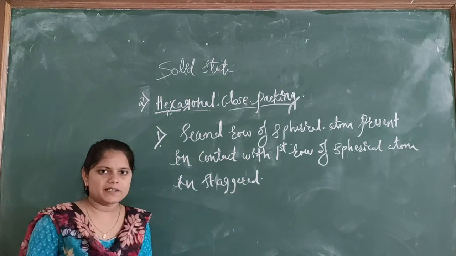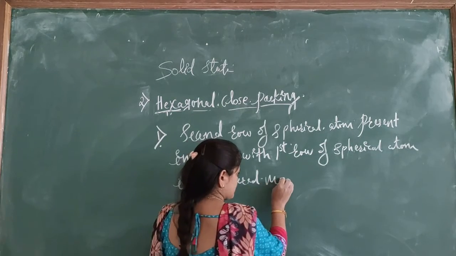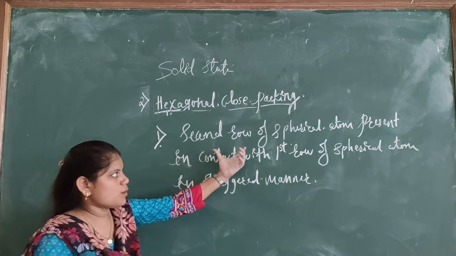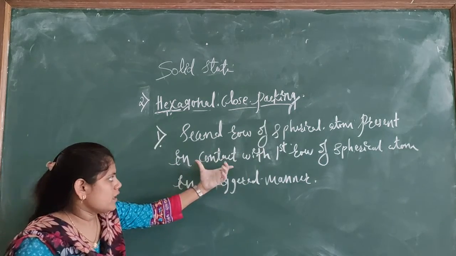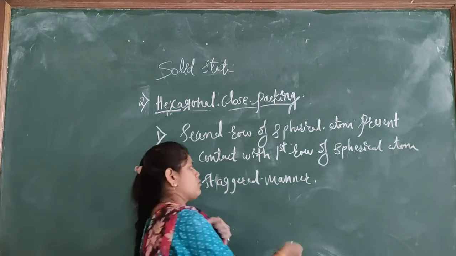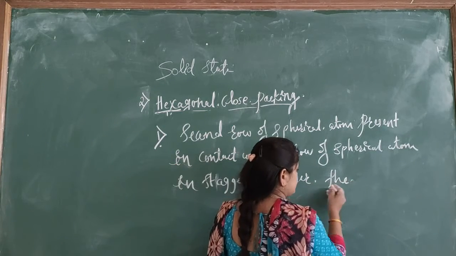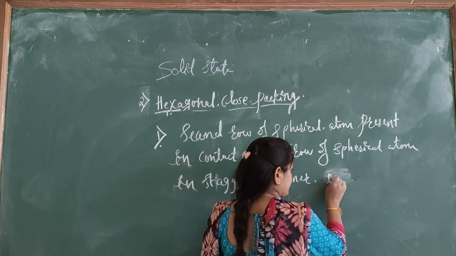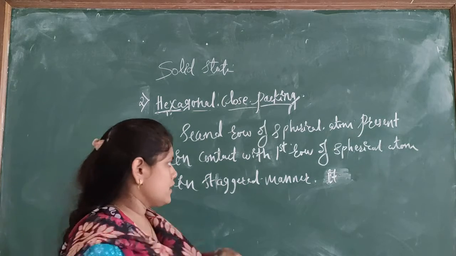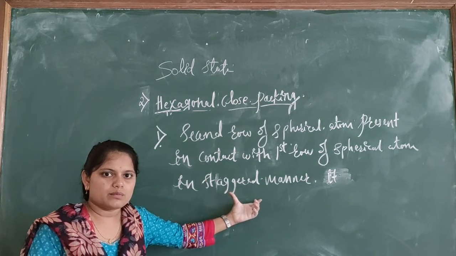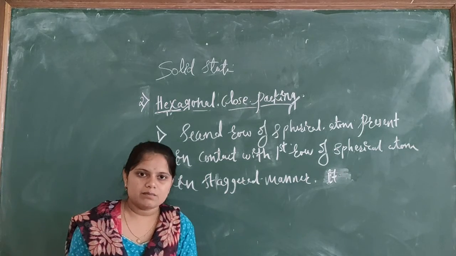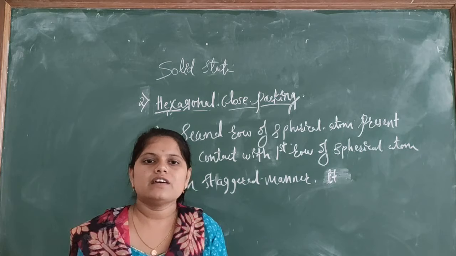I will show that arrangement, how it will be arranged in a staggered manner. The second row of spherical atoms will be present in contact with the first row of spherical atoms in a staggered manner. It means the second row will be present on the first row in a depression manner, which means they are depressed in the first row.